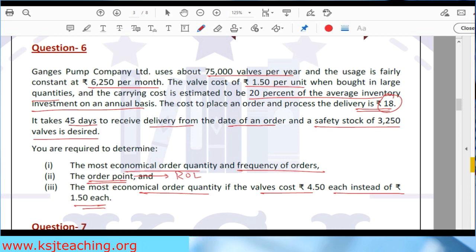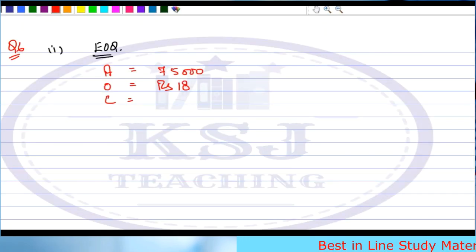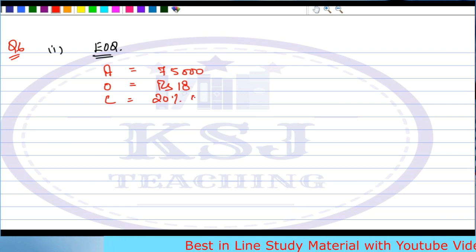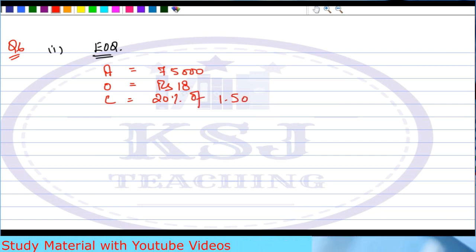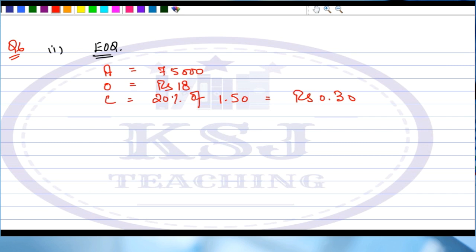Right. Now, the carrying cost. What is carrying cost? It is 20% of the average inventory investment. What is the value? 20% of the value, that means 20% of the purchase price, that is 1.50. Clear? So in the first case it is rupees 0.30. Right? So you can calculate EOQ here. We can easily calculate EOQ.